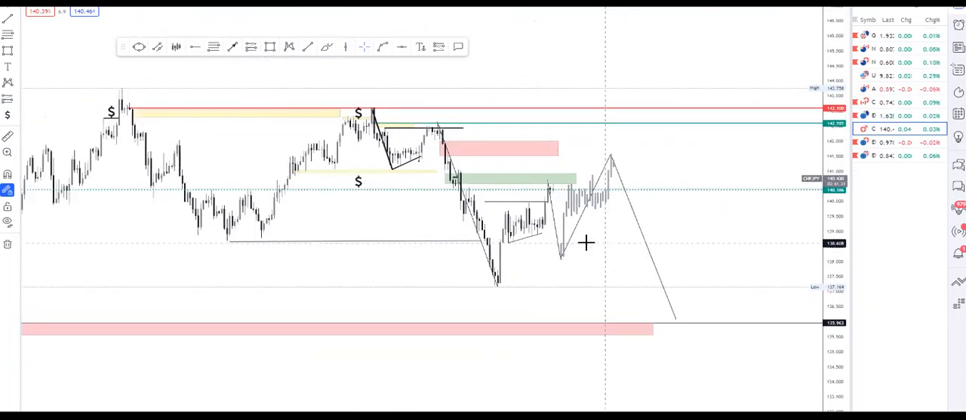So for CHF-JPY, we had this impulsive move.